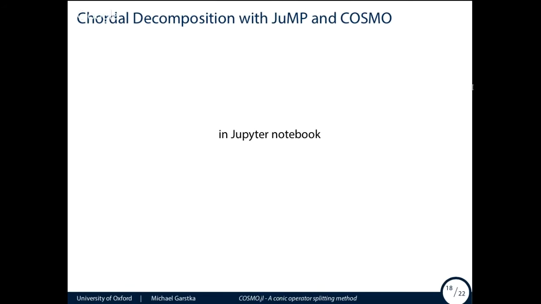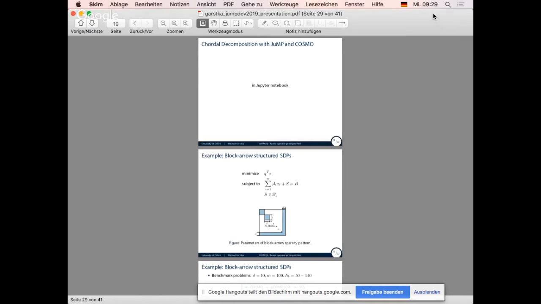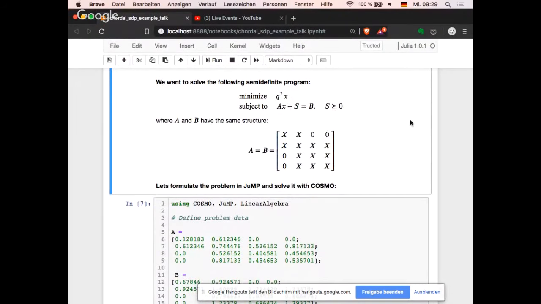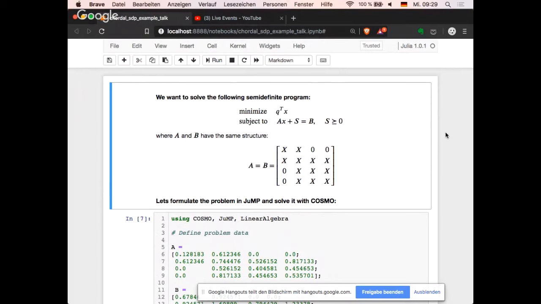And you can also do this with JuMP and Cosmo. So it's just a simple example. So assume you want to solve this problem with a linear cost function, and you have this one LMI constraint, AX plus S is equal to B, and S should be positive semi-definite. And then you're quite lucky because A and B have the same structure with these zeros in the top right corner and the lower left corner.